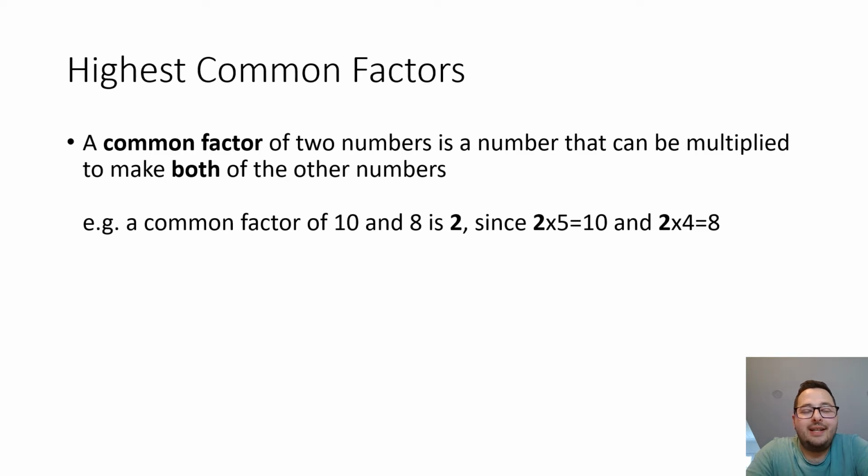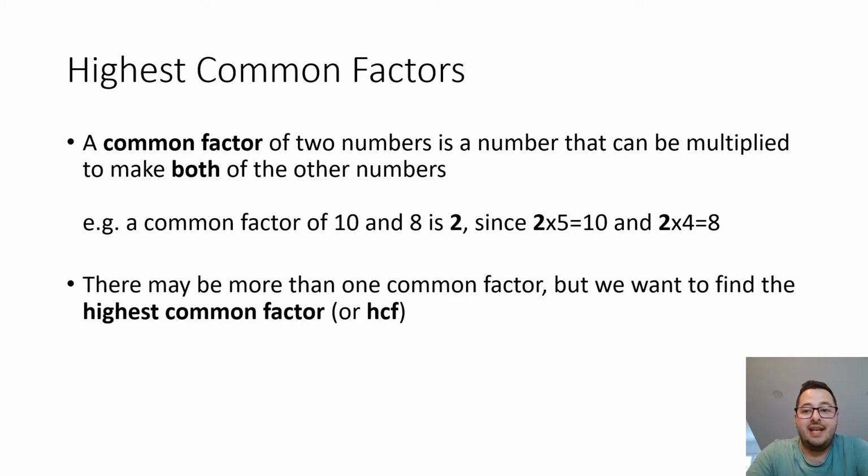A common factor of two numbers is a number that can be multiplied to make both of the other numbers. So for example, we're thinking of 10 and 8. What is a common factor of those? Well, it's 2, because 2 times 5 is 10 and 2 times 4 is 8. So 2 goes into both numbers.